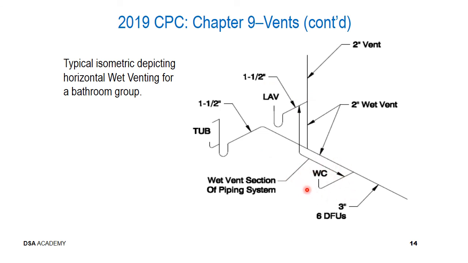So the important distinction to make is that actual drain lines, this section of drain line here and this section of drain line, is actually serving as the vent for the water closet. And also the tub itself is receiving its venting from this section of the drain line from the lavvy. So this is just a visual representation of what we were discussing on the previous slide for wet venting a bathroom group.